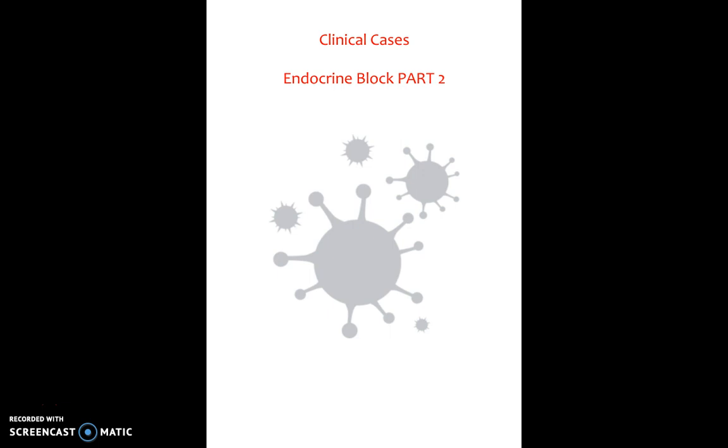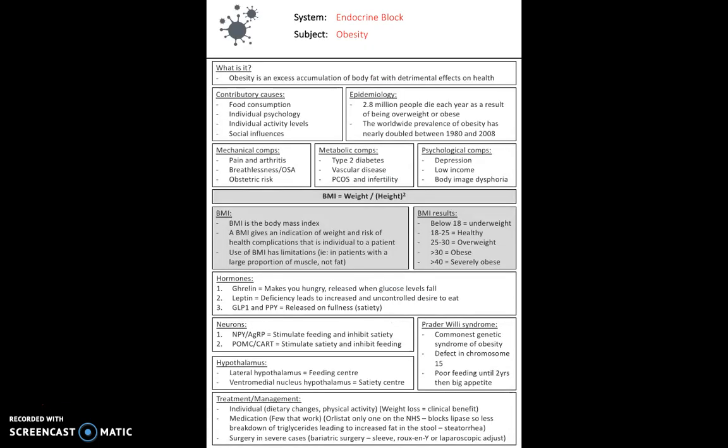So to start with, let's take a look at obesity, which is an accumulation of body fat with detrimental effects on health. It's really important to be aware of the epidemiology because around 2.8 million people die each year as a result of being overweight or obese, and the prevalence of obesity has nearly doubled in the past 20 years. It leads to a large number of complications, whether these be mechanical, metabolic or psychological, inclusive of things such as type 2 diabetes, vascular diseases, depression, low income, and there's also a link to infertility and polycystic ovary syndrome as well.